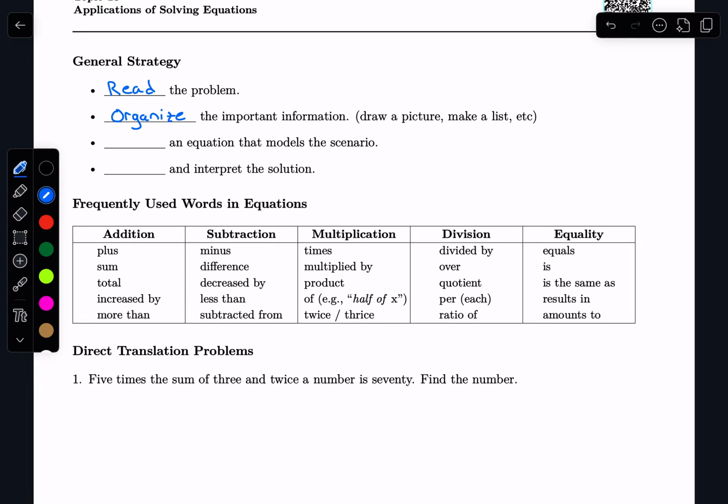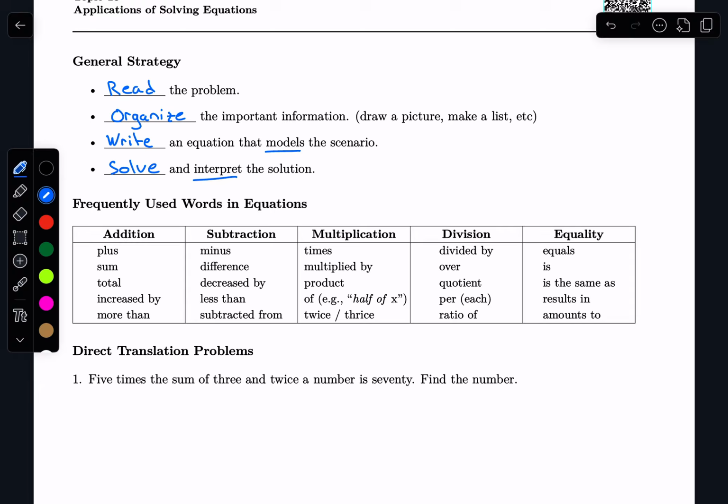So read, then organize. Then what is usually the harder part, which is to write an equation that models the scenario. And we use this word in math a lot, this word models. Okay, this means we want to represent a situation with mathematics. So we want to be able to write down an equation that represents the scenario or models the scenario. All right, and then the fun part is we get to solve and interpret the solution, where the interpret part really just means to answer in words.